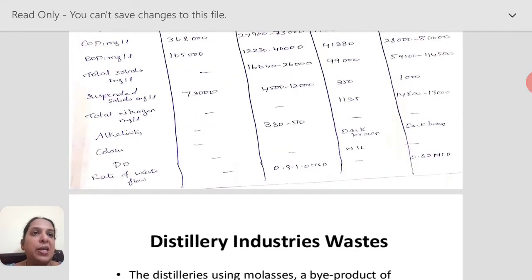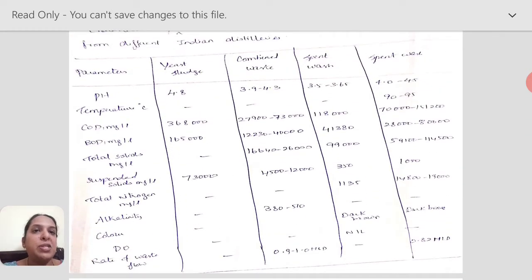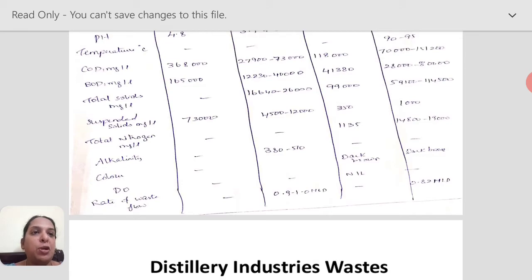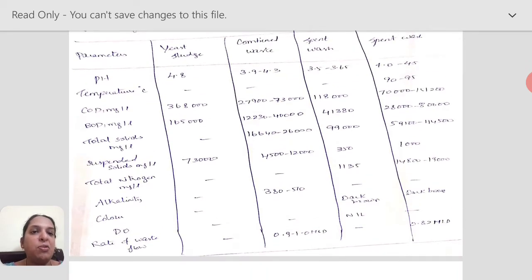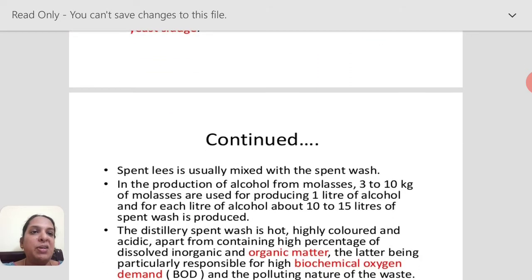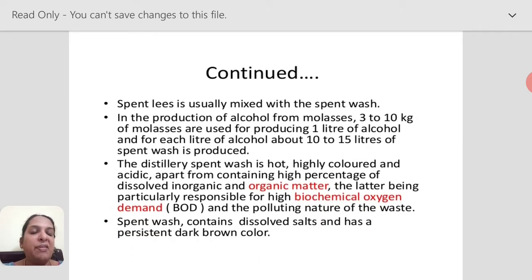So that is the main drawback here. And you could see in this tabulation that pH is also in the range of 4 to 4.5, or 3.5, 3.65, 4.8. This shows that very highly acidic wastewater is being generated from these distillery industries. And you could see that there is probably no dissolved oxygen in the case of spent wash. That means there is no oxygen, which is useful for aquatic life if it is disposed of.